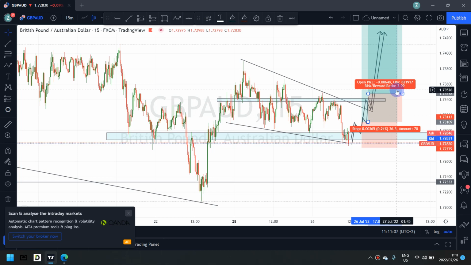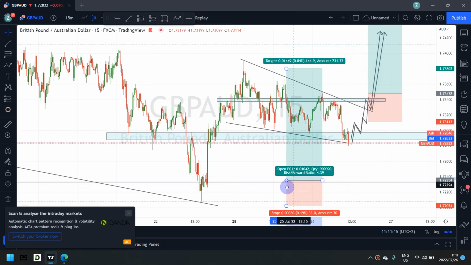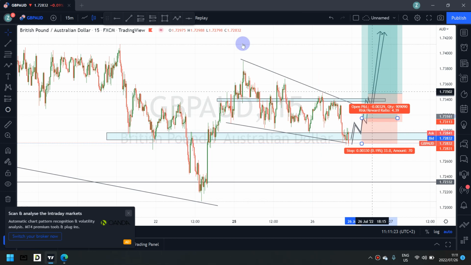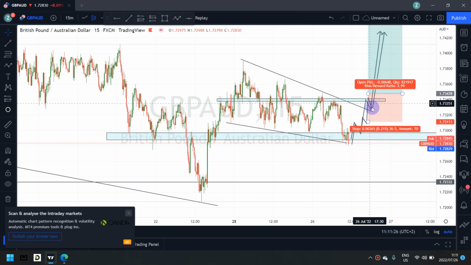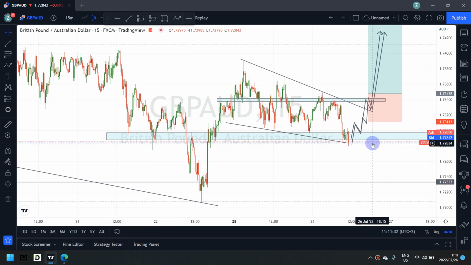So both of these setups would be good. Even if say you don't get an entry here, then you would wait for an entry here. But either way, the market would cater for opportunities for you to have that entry for the setup, right? So this is the analysis that I have for this GBP AUD pair.